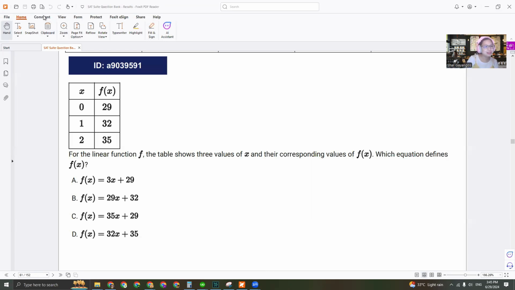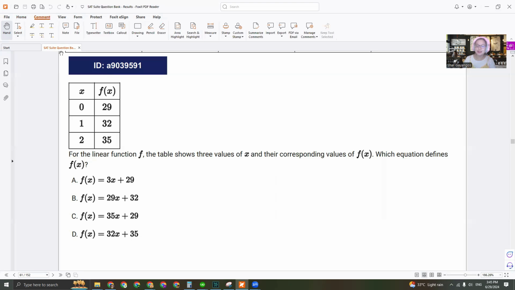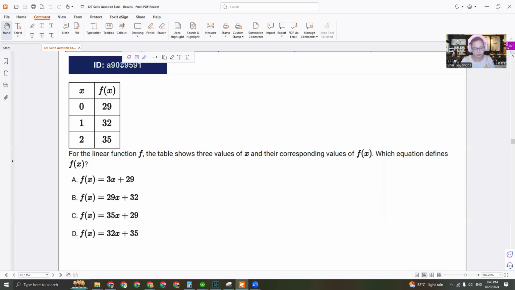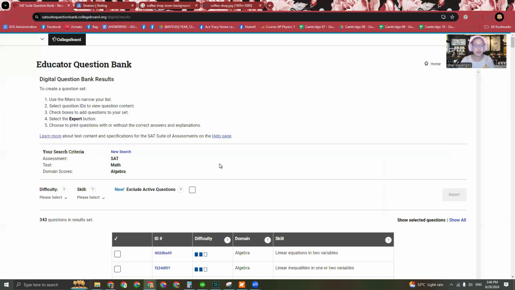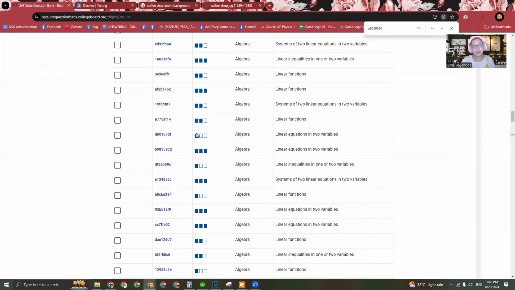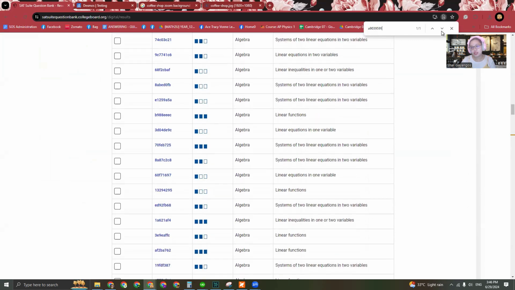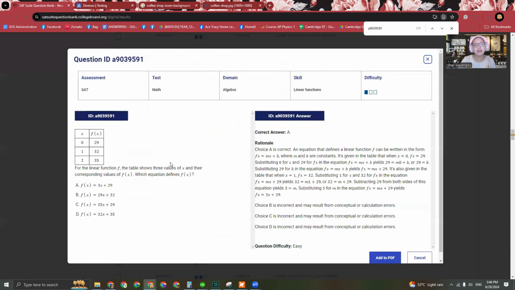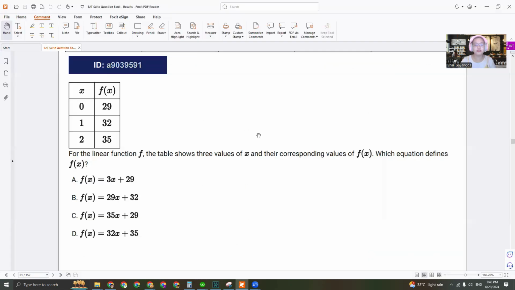So let's continue from where we left off. That's question 61 for this ID number. If you're stuck on a problem and you just want to double check if you're on the right path, you can use the question ID to find the question that you're working on. All the questions we've been working on are from College Board's question bank, so you have everything available for free. Make sure you maximize that before your scheduled SAT.